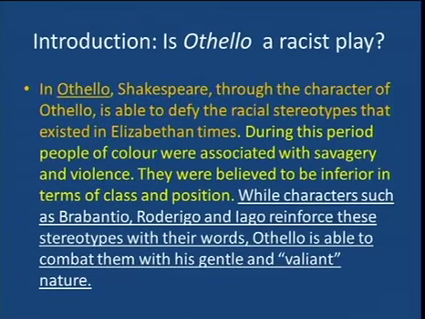Now, this writer has done it the other way around. So you'll see that they've done the outline of what they're going to talk about at the end of the introduction. So they've started with their point: no, it defies racial stereotypes. Then they've mentioned a little part of the question. And then they've said to us, well, this is how I'm going to show you. Because while characters such as Brabantio, Rodrigo, and Iago reinforce the stereotypes with their words, that's going to be one part of their discussion, and Othello is able to combat them with his gentle and valiant nature, and that'll be the other part of the discussion.